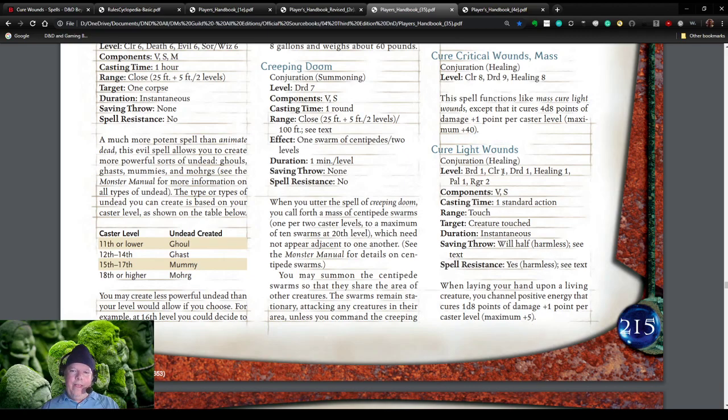And you notice how the stat block for the spells gets more elaborate in every edition. They keep having more items. And then there's this interesting thing here about the saving throw. So in 3rd edition, you channel positive energy that cures 1d8 points of damage plus 1 point per caster level up to a maximum of 5. So if you're a 1st level caster, it's 1d8 plus 1. If you're a 5th level caster or a 10th level caster, it's 1d8 plus 5.